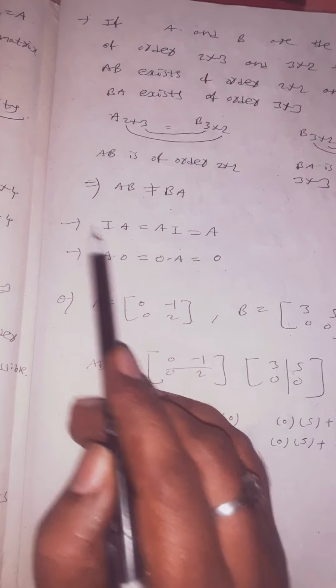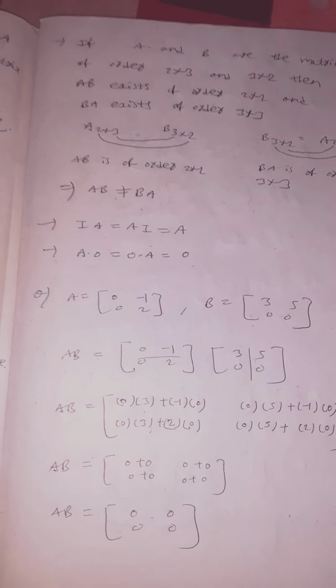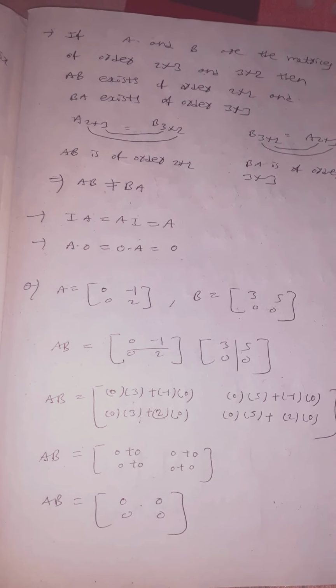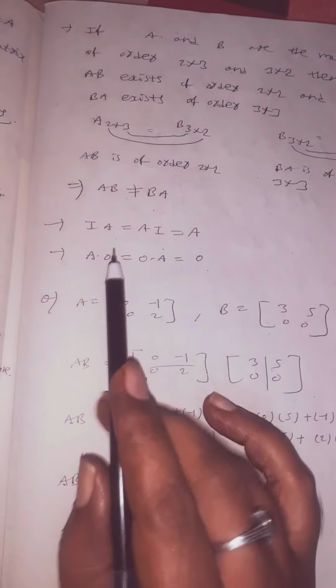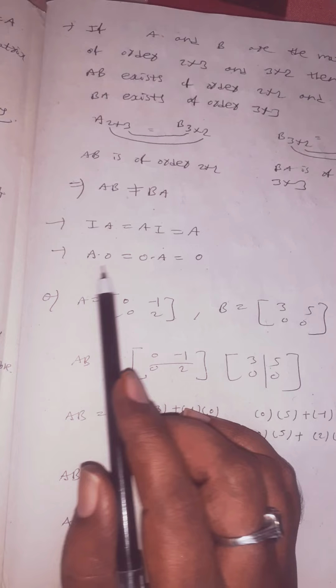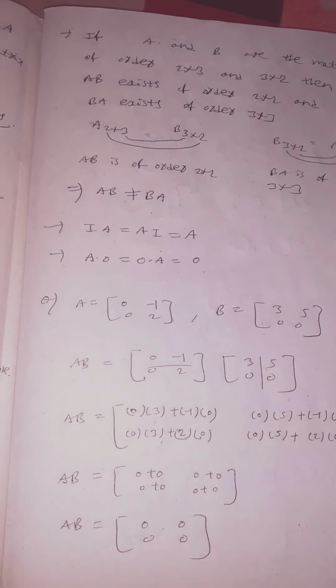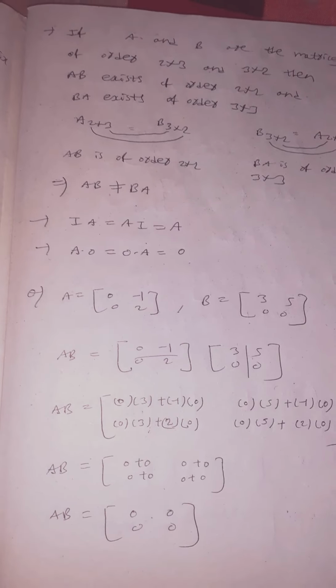Why? Because I means what will we take? For 2 by 2, I will take as 1 0 0 1. For 3 by 3, it means 1 0 0, 0 1 0, 0 0 1. So here, if A value any they will give as 0, we will take all zeros only. For 2 by 2, what will we take? 0 0 0 0.